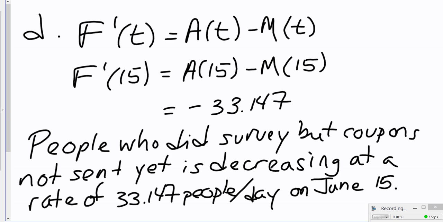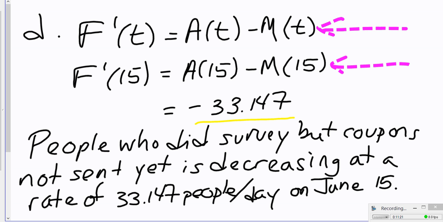And then in part D, you're asked to find f prime of 15. You can see that what I did was I first wrote something in general. Then I plugged in 15 into the two parts. I found that to be a negative amount, and this indicates that we're closing the gap.